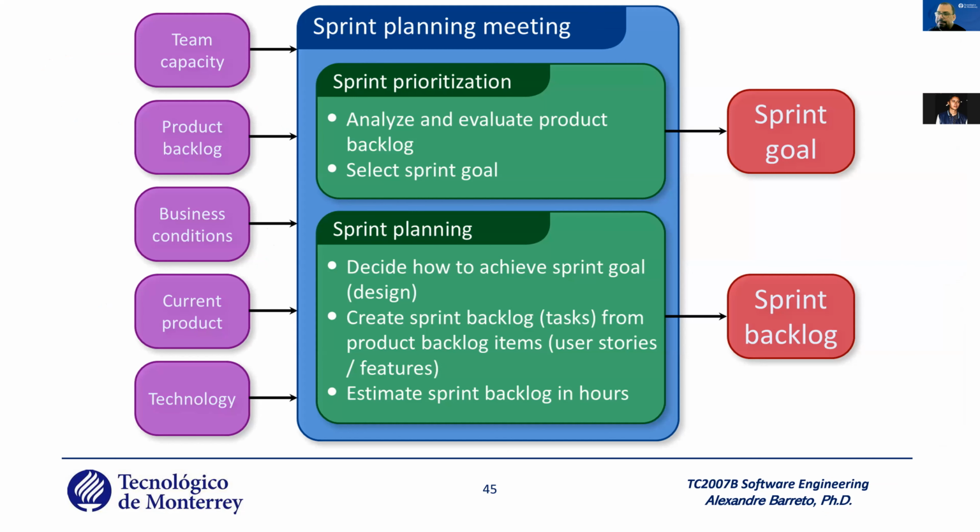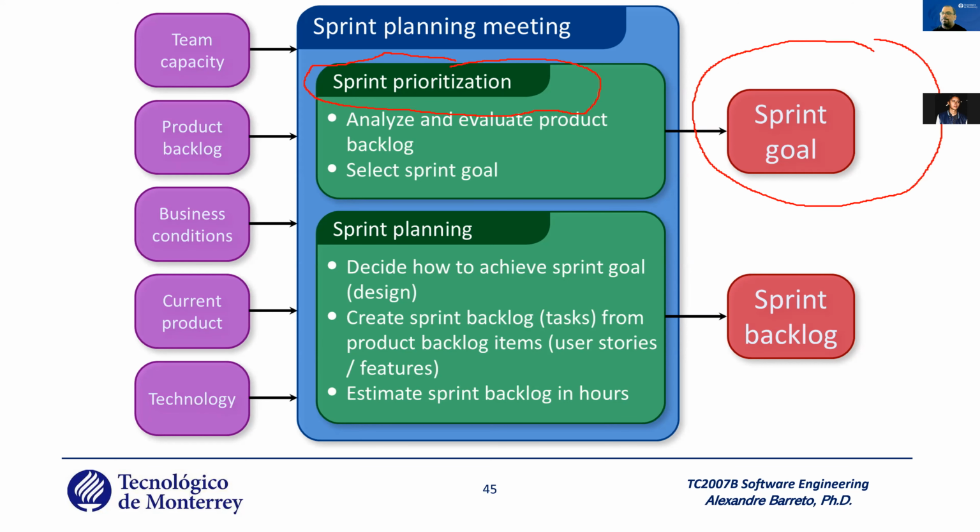During the planning meeting, again, at the beginning of each sprint, you have a meeting named sprint planning. During the sprint planning, you have two tasks. The first task is the prioritization of the sprint. You analyze the backlog and select the sprint goal.